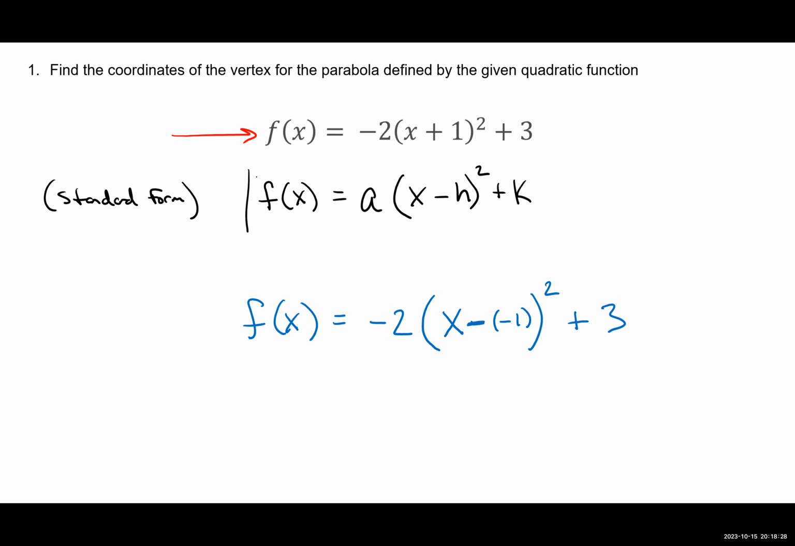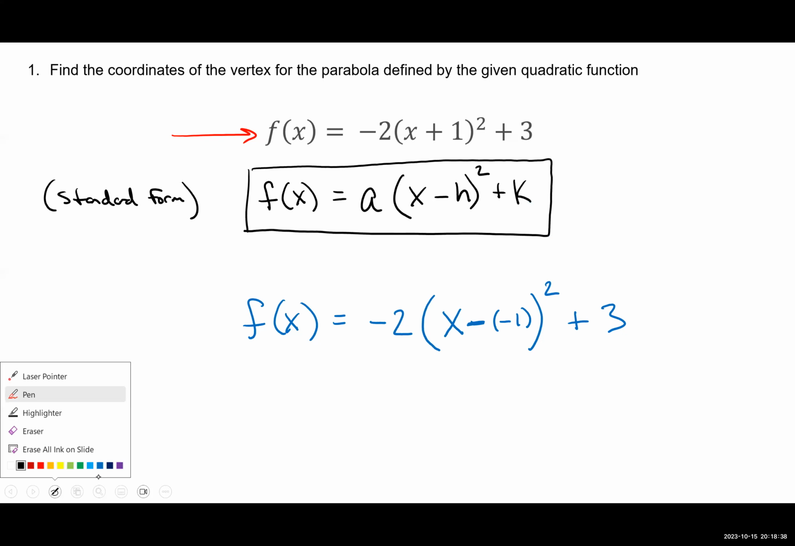And we want to make our problem look like this model of the standard form. So what I did was I took this plus 1 and rewrote it as a minus 1. Two minuses is the same as a plus.